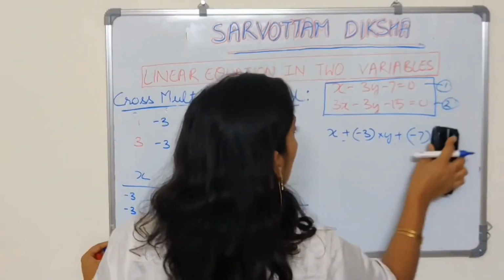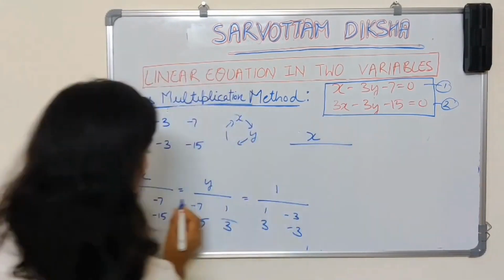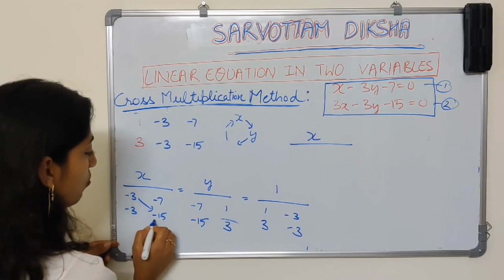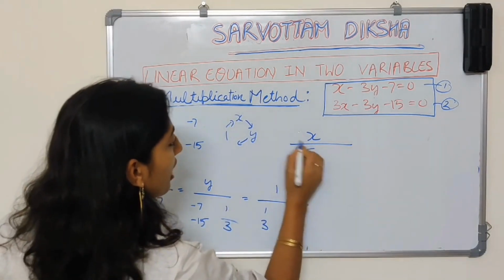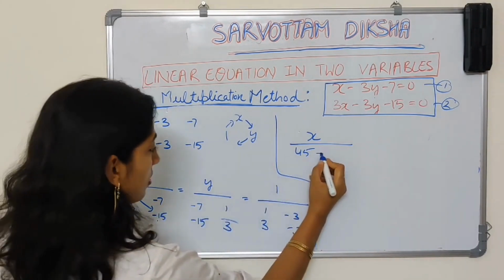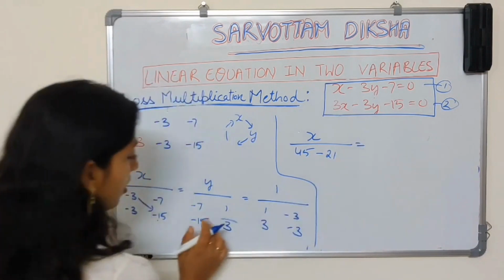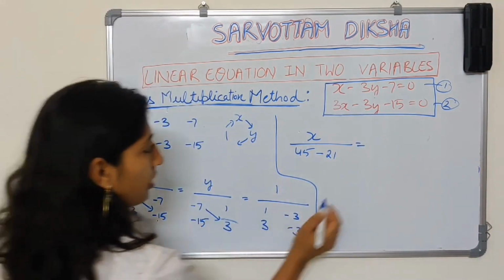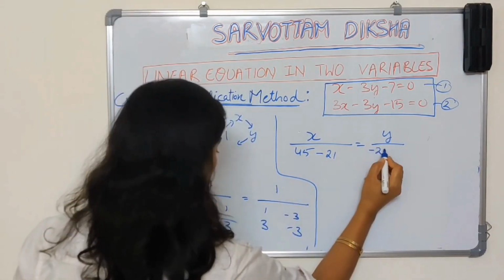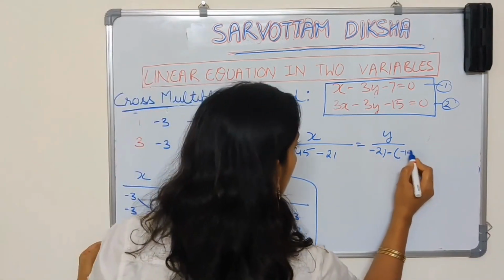Now let's solve. We will get, from the left corner to down, minus 3 into minus 15, 45. And minus 3 into minus 7, 21. Minus 7 into 3, below y, I am doing minus 21. Minus 15 into 1, minus 15.